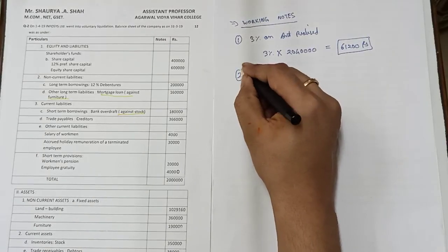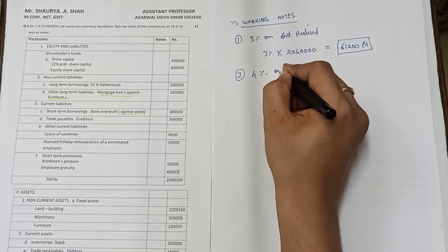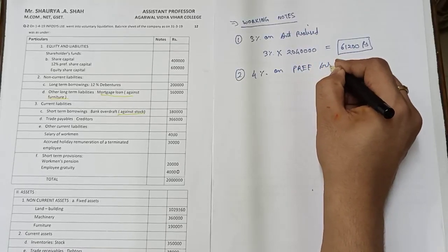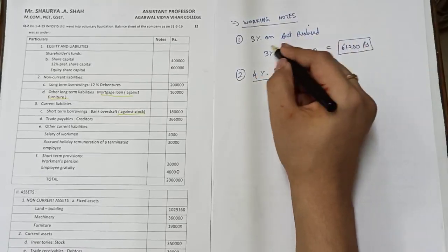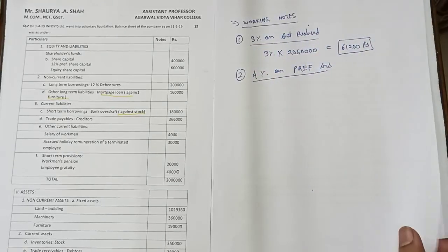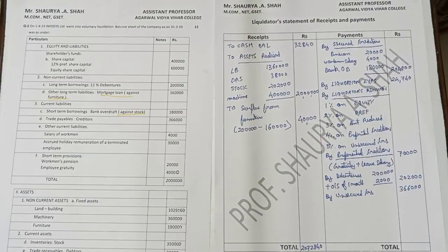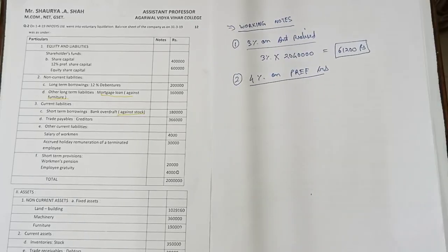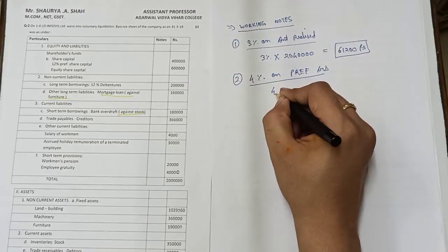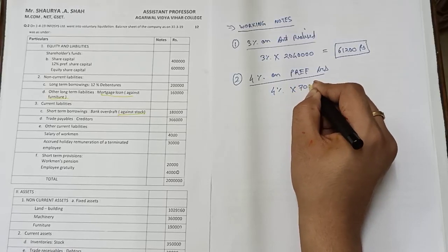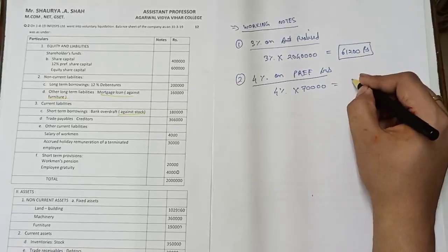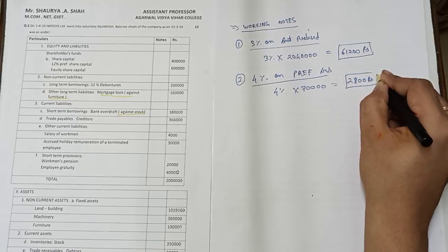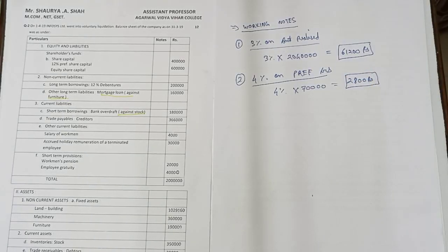The next they have given is 4% on preferential creditors. Remember, it is not preference shares, it is preferential creditors. So how much amount is on preferential creditors? Preferential creditors, students, we saw is 70,000. So 4% on 70,000 gives me the amount of 2,800 rupees. So again we'll put it here only, then we'll post it together.